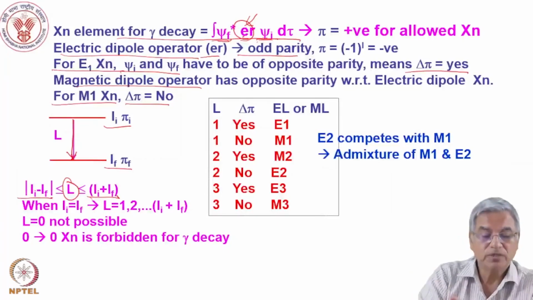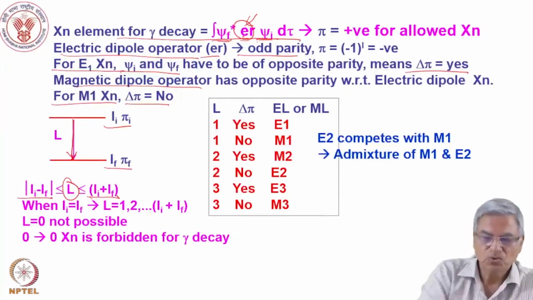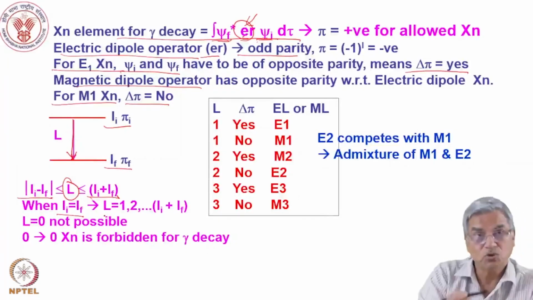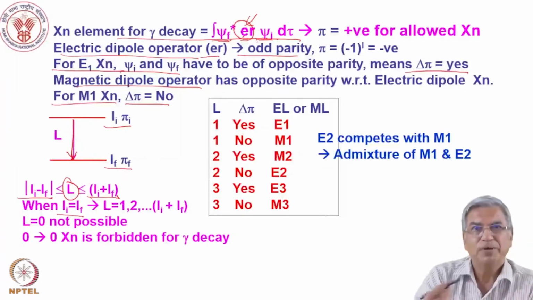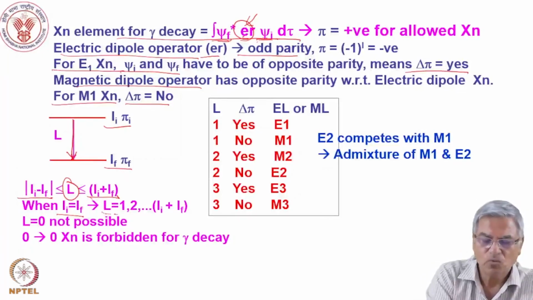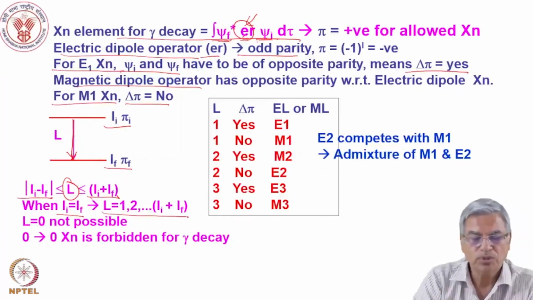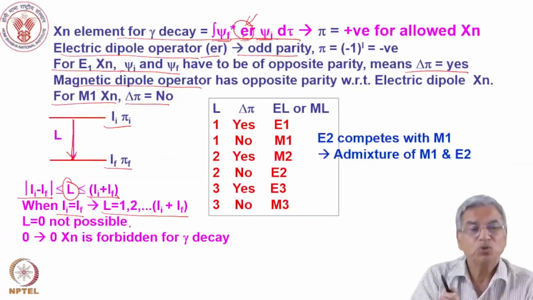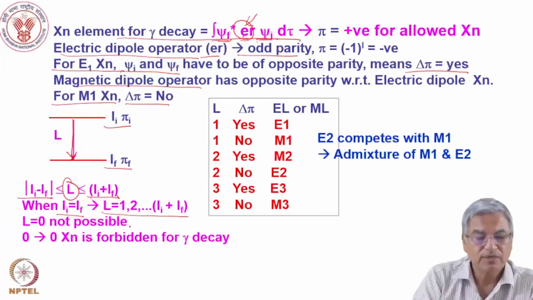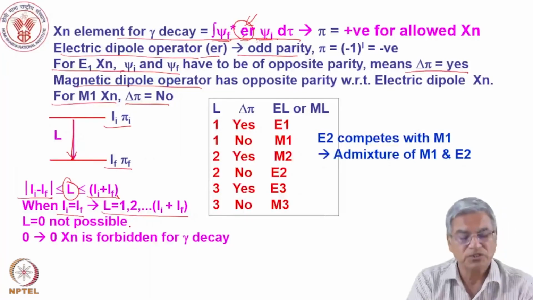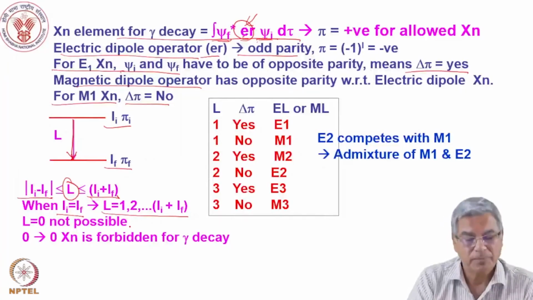Now, the lowest one is the most probable. So, when I_I equals I_F, then L cannot take 0, because 0 is not possible. The gamma ray has to be associated with the spin. So, L will take the values 1, 2, up to the maximum value I_I plus I_F, because L equal to 0 is not possible. Also, it is important to note that if I_I equals 0 and I_F equals 0, the 0 to 0 transition is forbidden for gamma decay.